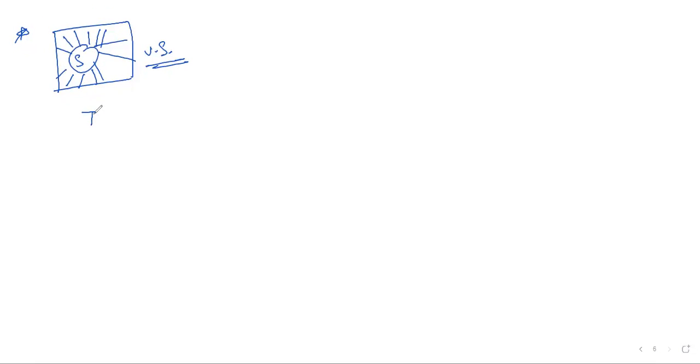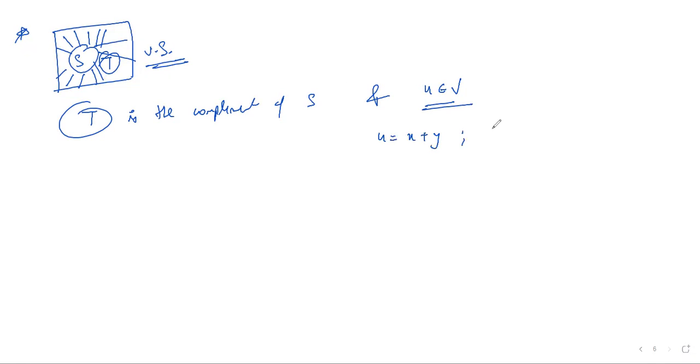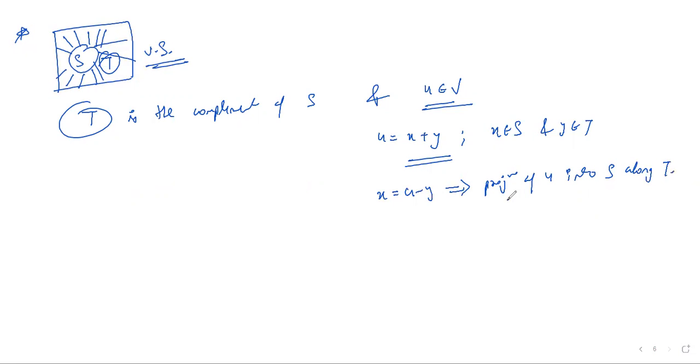Now we are saying that this area T is the complement of S, and there is a vector u which belongs to this vector space V. This u can be written as x plus y, where x belongs to S and y belongs to T. This is our direct sum. Now this x is actually u minus y, and this is said to be the projection of u into S along T. This is defined as this.